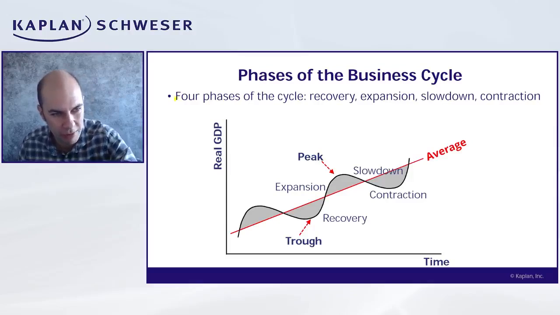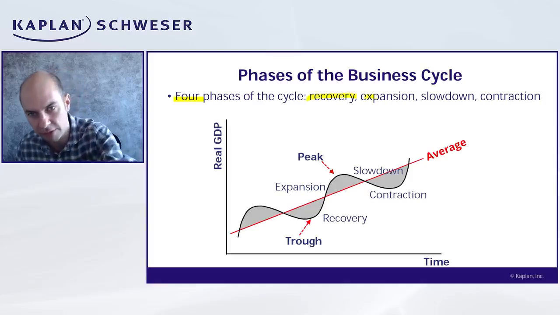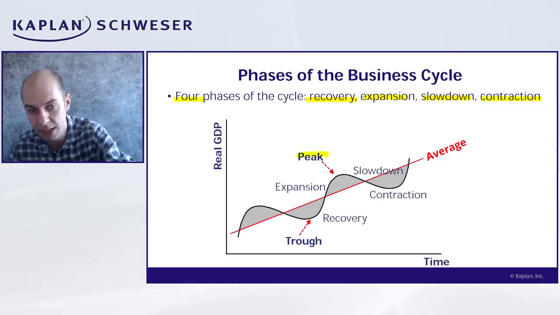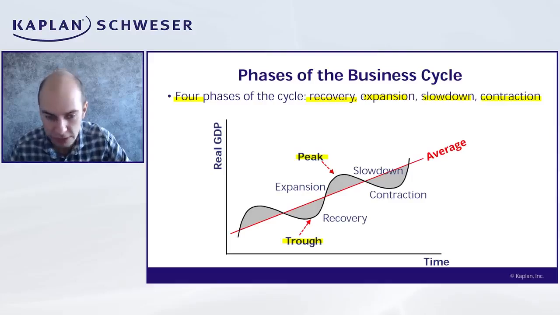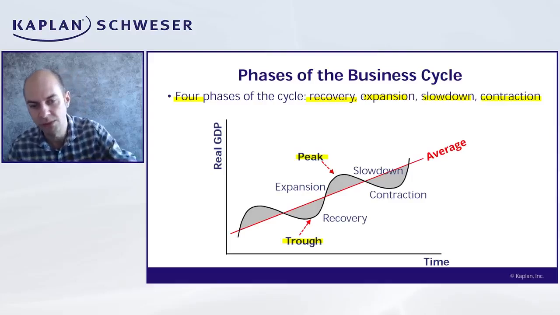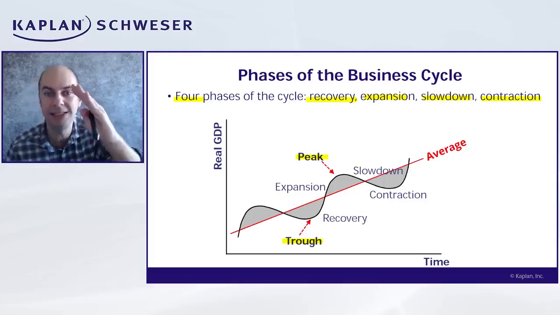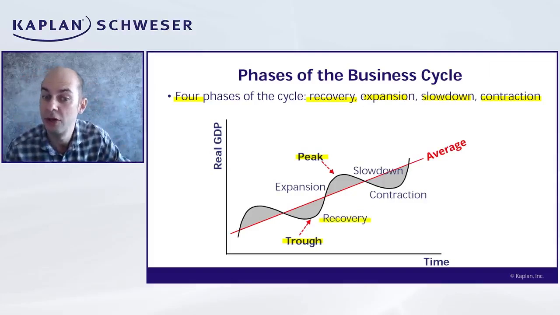So we need to memorize that there are four phases of the business cycle. They're going to be recovery, expansion, slowdown, and contraction. And we can see them here on our diagram. First we're going to start with the extremities. The extremities are the peak of the cycle, the top of the cycle, and the trough, which is the bottom of the cycle. So once we've sailed through the trough and growth turns positive, but we are still below full employment, that's known as the recovery.